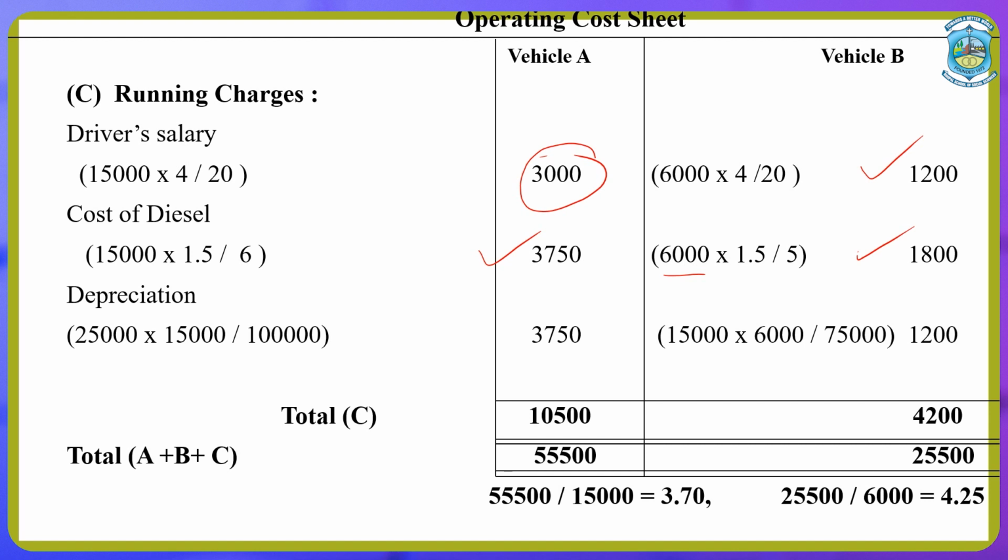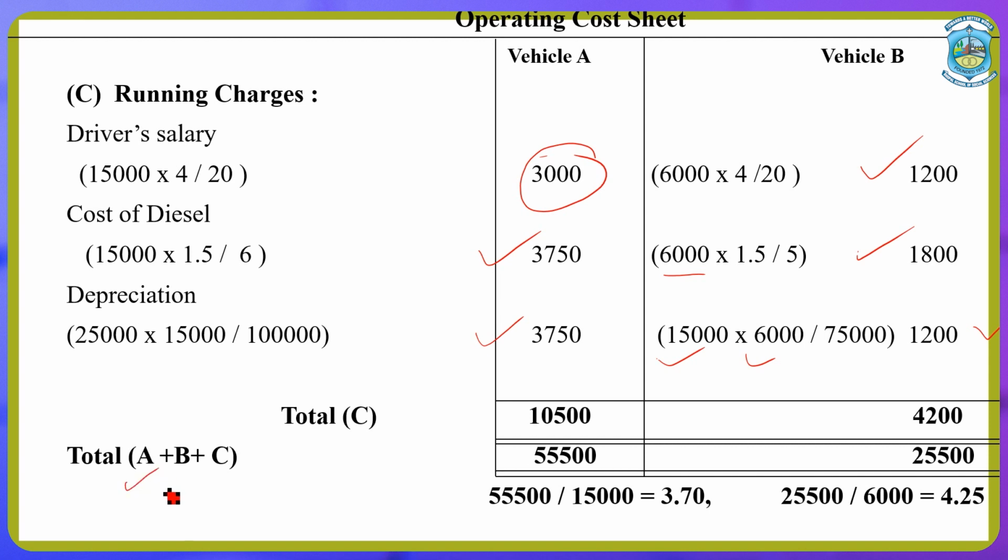Depreciation for vehicle A: 25,000 multiplied by 15,000 divided by 1 lakh kilometers, that was the running. The calculation is 3,750 rupees. For vehicle B, 15,000 multiplied by 6,000 divided by 75,000. The calculation is 1200 rupees. Sum for vehicle A is 10,500, for vehicle B 4,200.